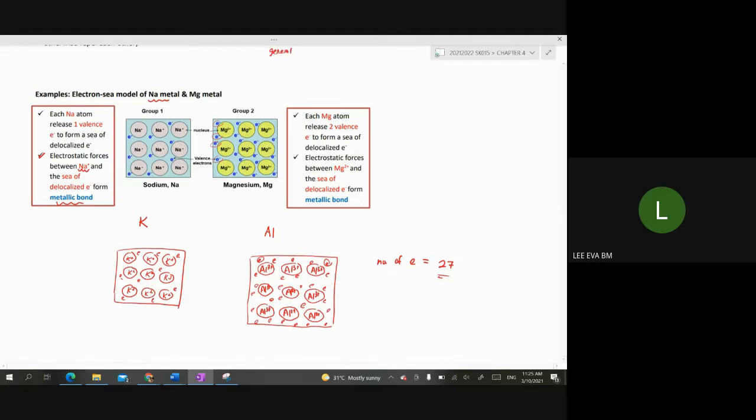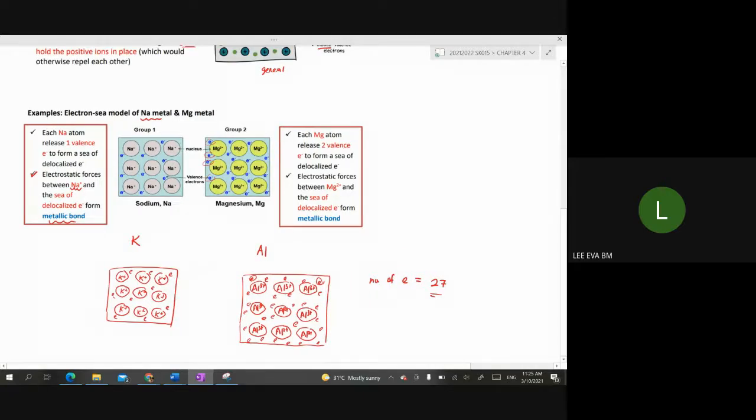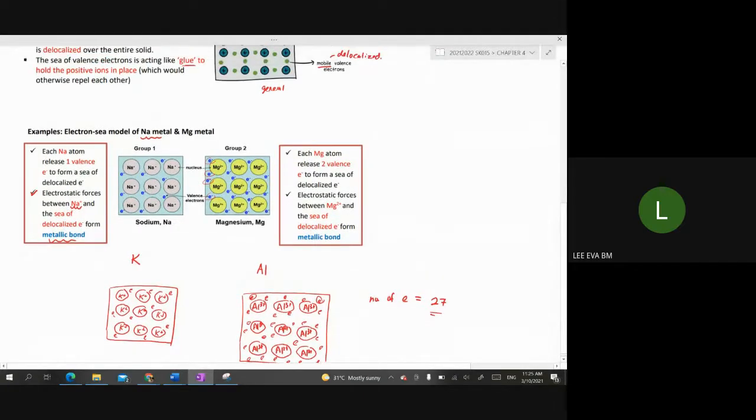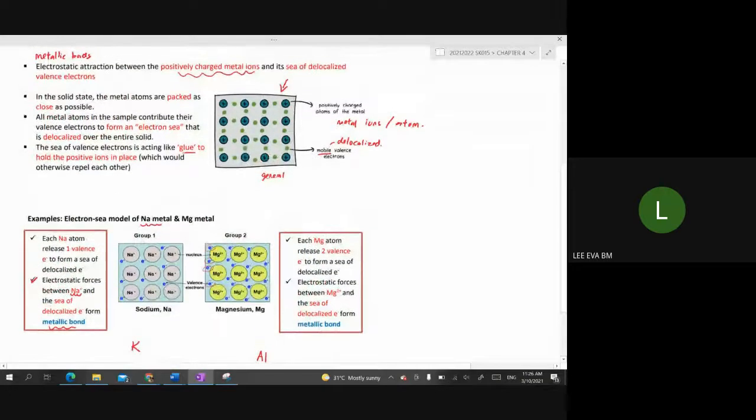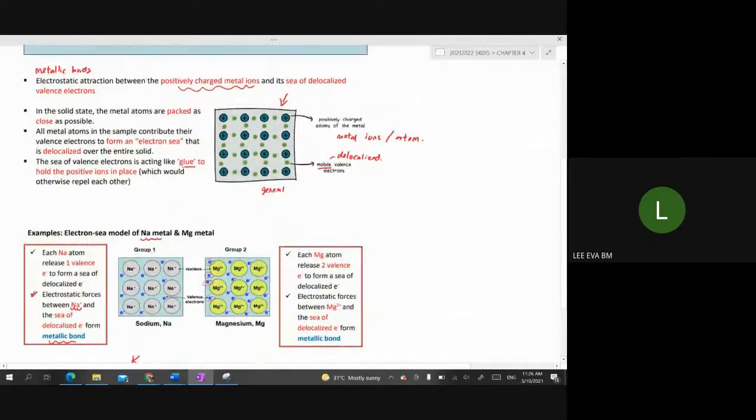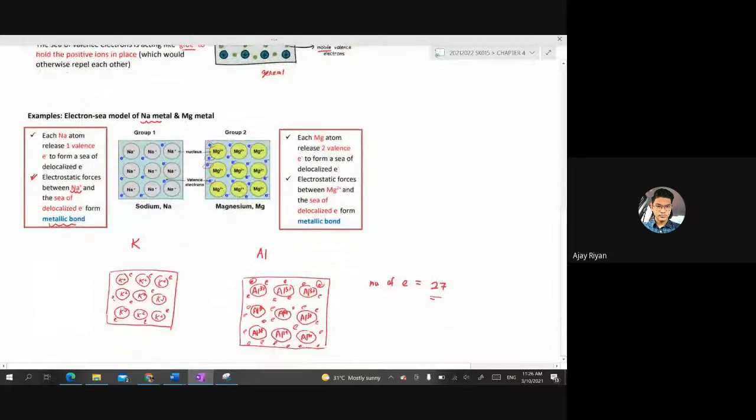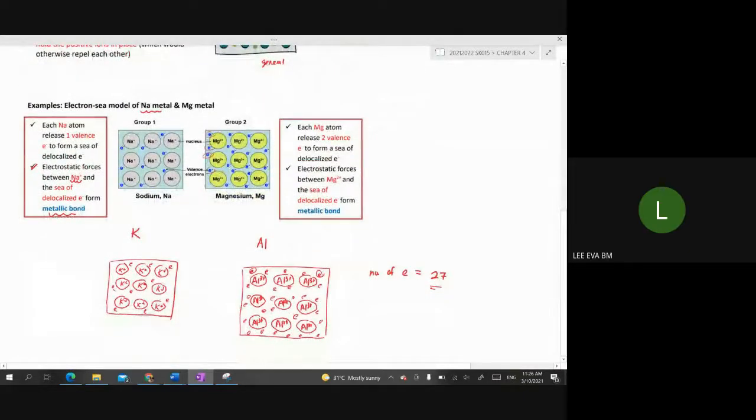Okay, madam will wait a moment while you copy the electron sea model. Madam, the position of the electrons, can we draw it any way? Any way is fine, as long as the number is correct. But the best is you put your electrons around the ions, so make it look like a sea. Don't make all the electrons static in one line, because electrons are delocalized. That means they are free to move around.